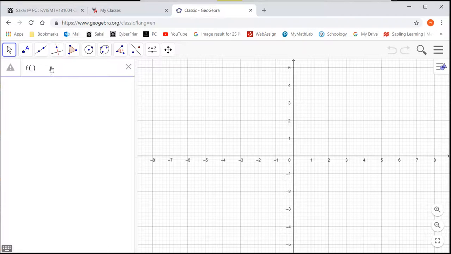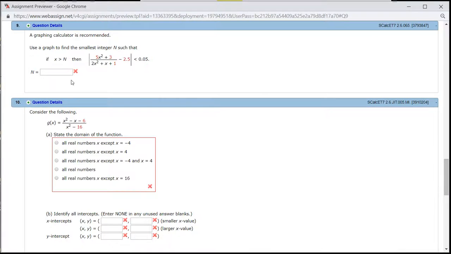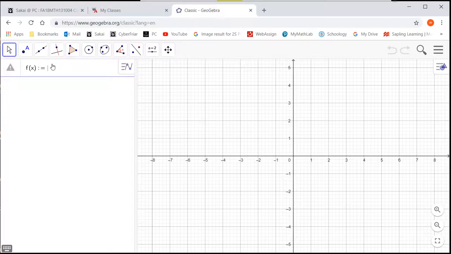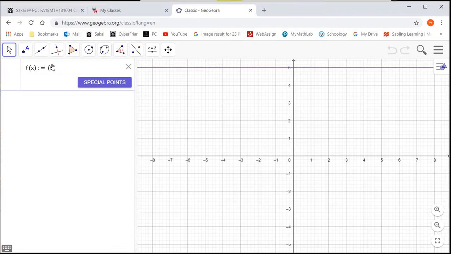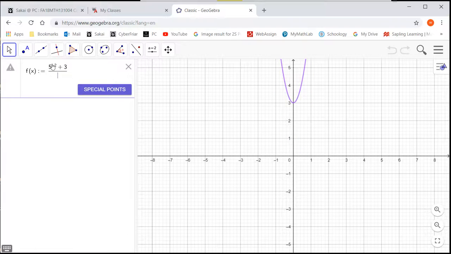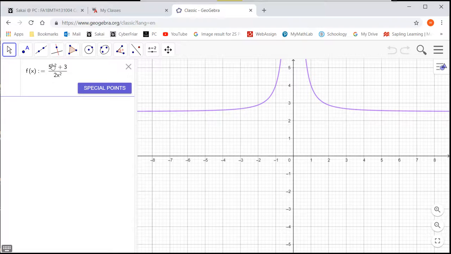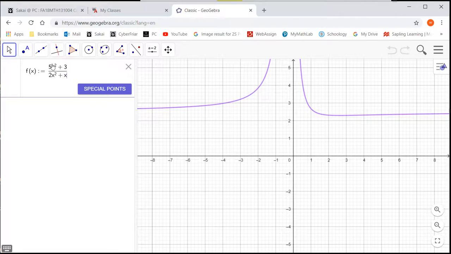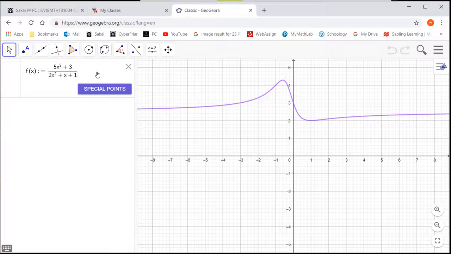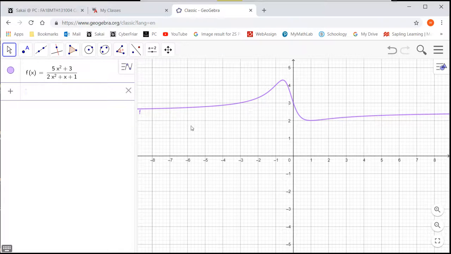So f of x colon equals, where colon equals defines the function. The function was 5x squared plus 3 over 2x squared plus x plus 1. Let's type that in. It's going to be a quantity 5x squared plus 3 over 2x squared plus x plus 1. Hit enter, and we have a graph here.